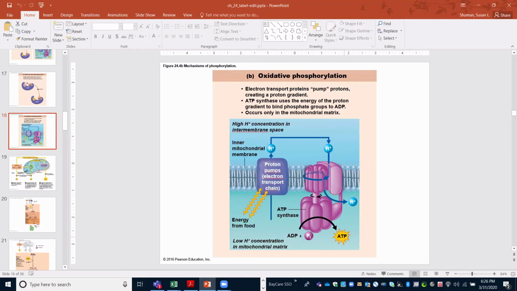But the other thing that happens is that proton, when it shoots through, is going to hook up with oxygen. This is oxidative phosphorylation. We're going to actually create ATP and water.